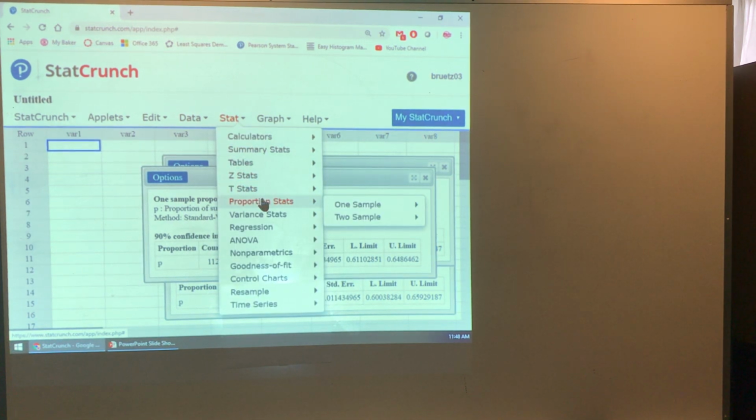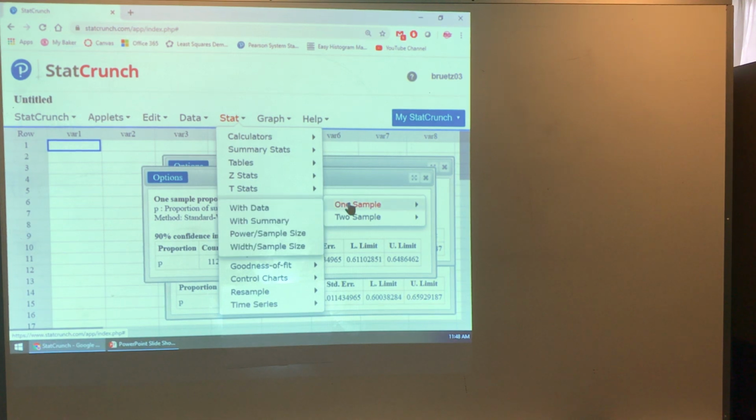Okay, ready? I go to Stat, Proportion Stats, because we're doing proportions. I only have one sample. I'm not comparing two samples together, that will be later. I'm only looking at one sample and how one sample survey reflects the entire population. And I don't have data, I actually just have the summary.